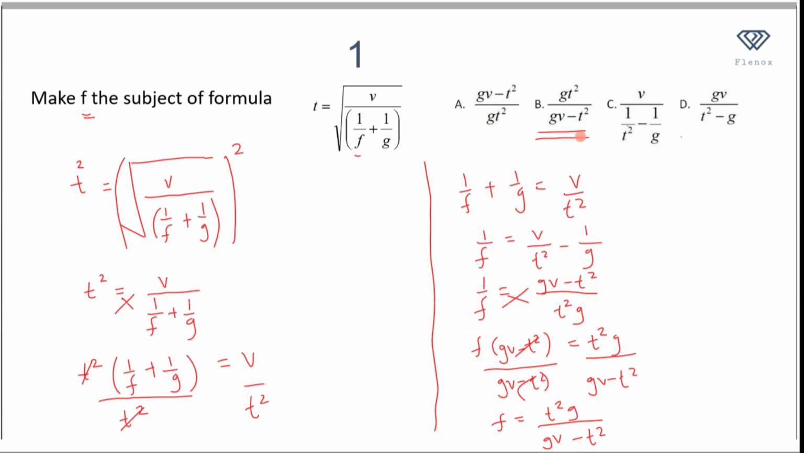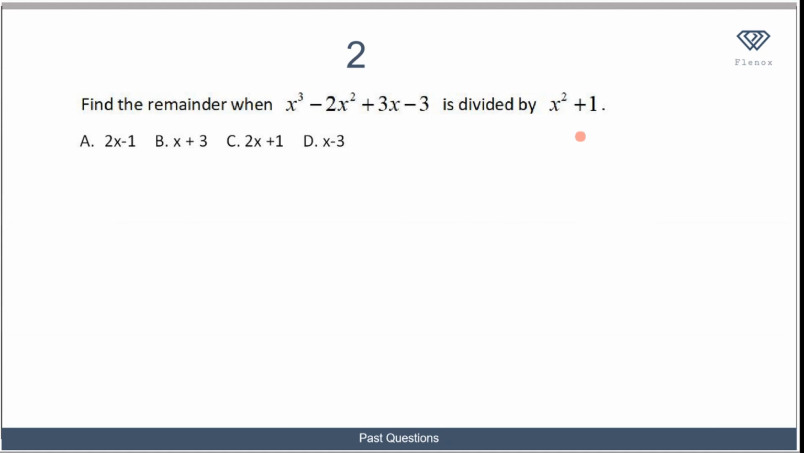So let's move on to the next question, and here, which is pretty interesting, we are told to find the remainder when this expression is divided by this. So normally we cannot apply our remainder theorem here because we don't have it in the form of x minus a. So we have to go through the long way and use long division to figure this out.